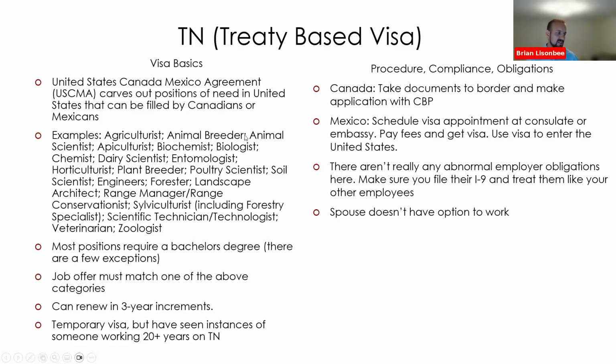Examples for the ag industry would be agriculturists, animal breeders, animal scientists, apiculturists, biochemists, and so on. This is quite a lengthy list, but basically there's quite a few categories of employment for farmers or ranchers that you can fill with Canadian or Mexican applicants using this treaty-based visa.